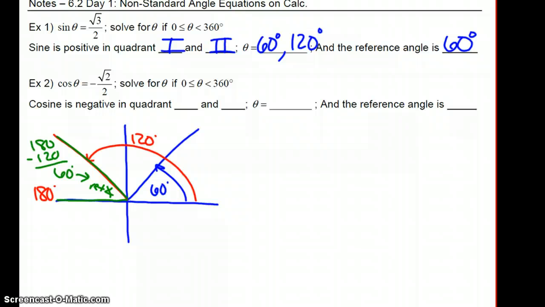You should always have the same reference angles for your different solutions. And in this case, we have two solutions.